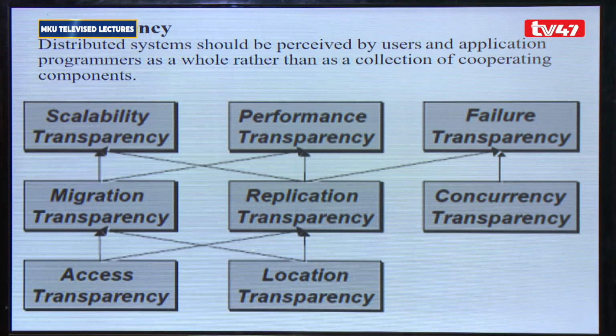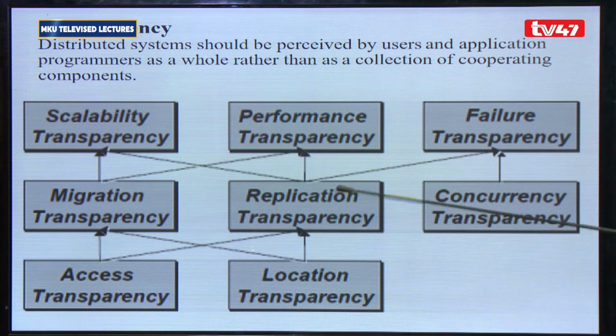The next thing that is very key and very big in distributed systems is transparency. Transparency should be perceived by users and application programmers as a whole, rather than a collection of cooperating components. So different parts of the system should be transparent. What we mean is there are different components that are cooperating together to achieve a certain goal.